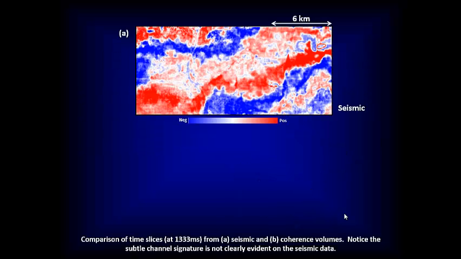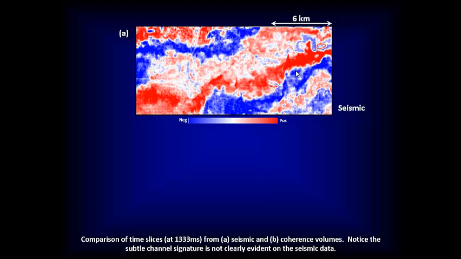Now, how good is this? Why should we use coherence? One needs to be convinced of this. So I'm showing you a time slice at 1333 milliseconds from a seismic data volume. If you look at this and try to pick up the discontinuity features that may exist, you can probably say there is maybe a channel-like feature or something going on here, but there's not much forthcoming out of this.